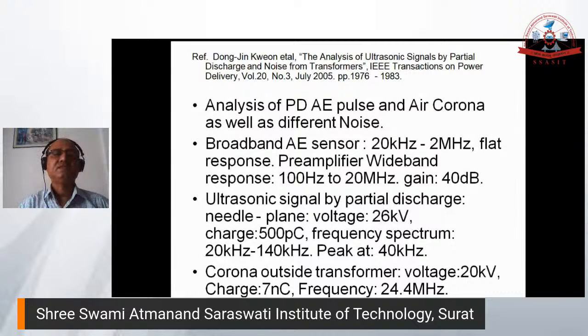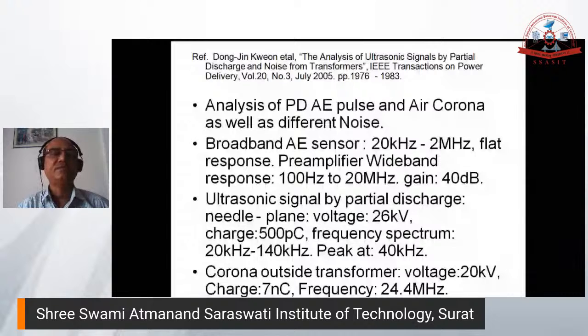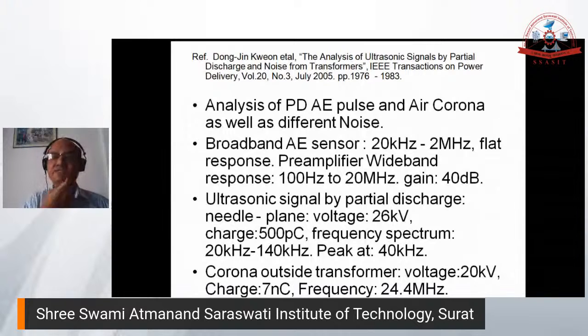In case of acoustic, normally 20 kilohertz to 5 megahertz is used, but a 150 kilohertz resonant type has also been used. Corona gives a different, slightly higher frequency, 24.4 megahertz. So it is very high.